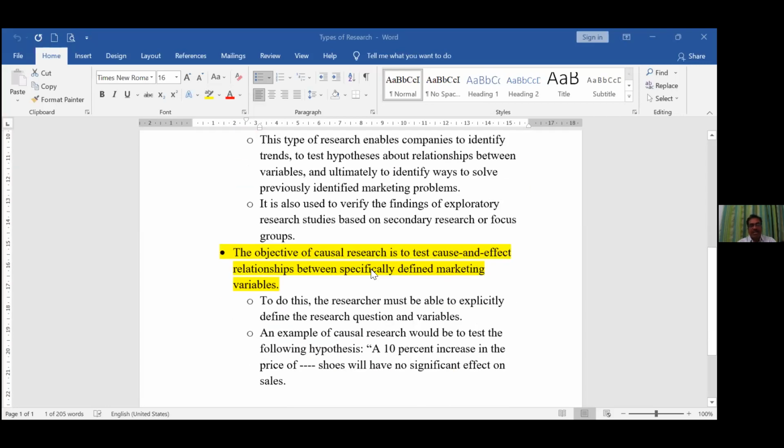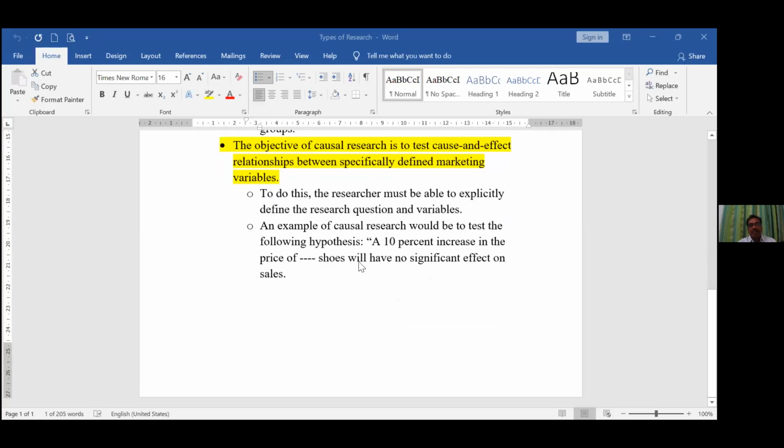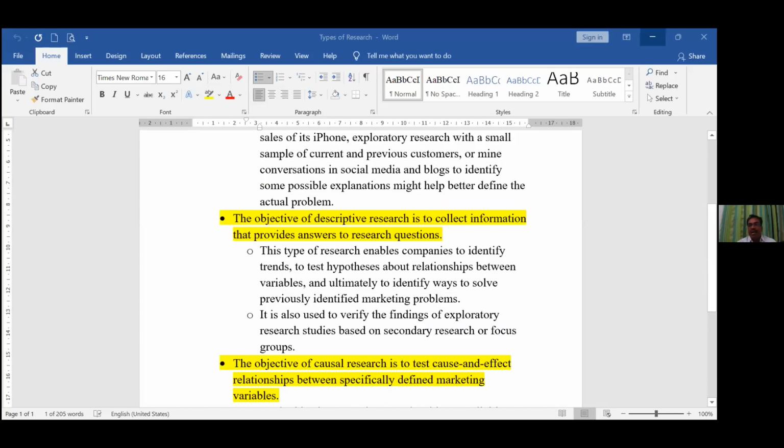Okay, let's take causal research. So what is the main objective of causal research? The objective of causal research is to test cause and effect relationship between independent and dependent variables. For example, a 10% increase in the price of a particular brand of shoe will have a significant impact on sales. You would like to know. So in such circumstances, you can use causal research.